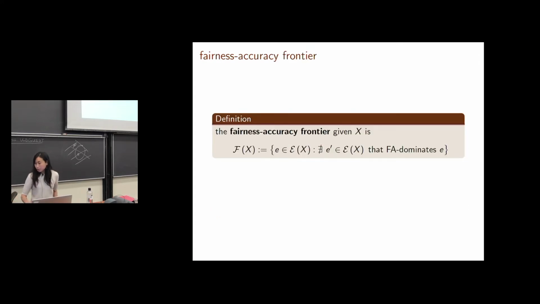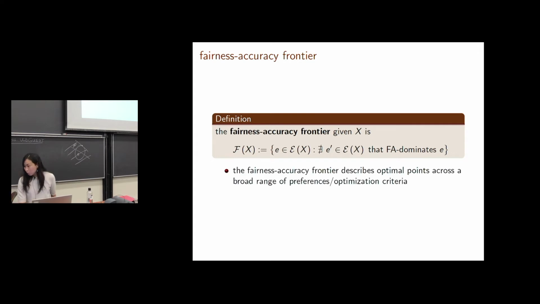So now this is the key object. We're going to define the fairness-accuracy frontier given X to be the set of all pairs of group errors which are feasible, and moreover, fairness-accuracy undominated within the feasible set. So there must not exist another feasible pair E prime which is better than E both in terms of fairness and also in terms of accuracy. We think about this fairness-accuracy frontier as describing the set of all possible optimal points across the relevant designer preferences or optimization criteria.